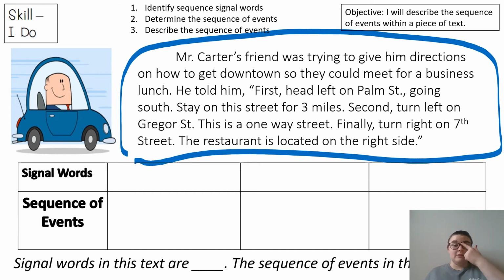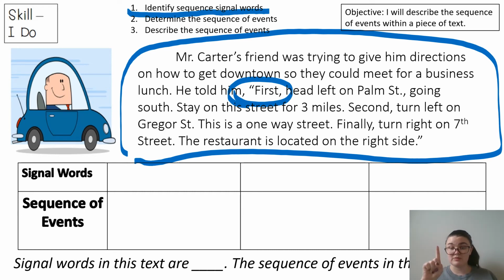So the first thing we're going to do is find the sequence signal words. So let's look and find those signal words. Can you find any in there? Everything that's said in a quotation mark is using a signal word. So the first one that I see is first. First, head left on Palm Street. This is the number one thing that that person would do.